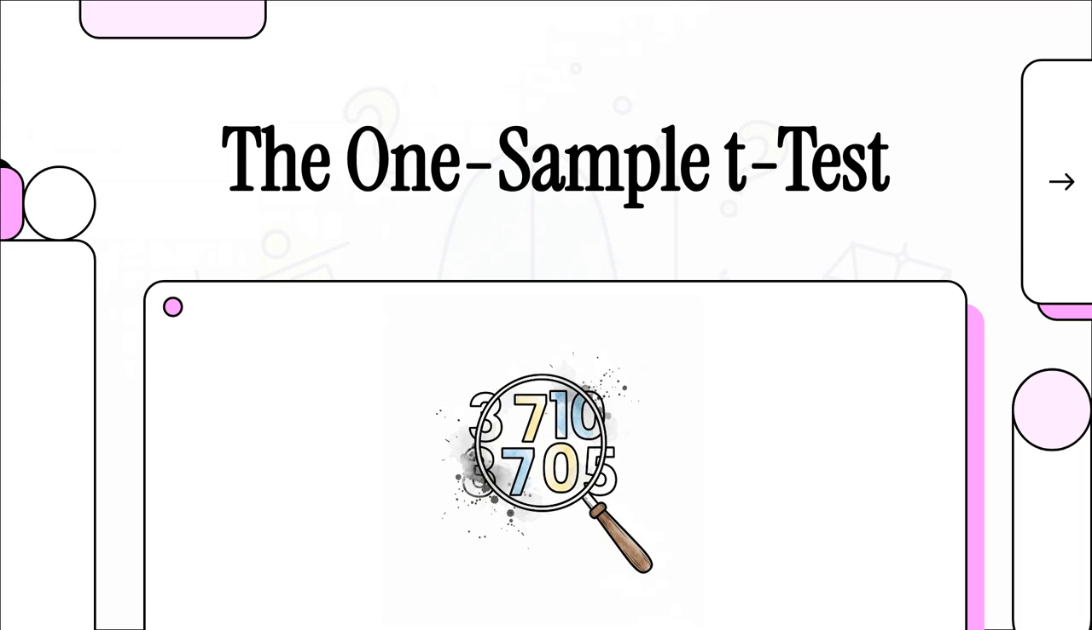Okay, have you ever made a change to something and then wondered, did that actually do anything? Or is what I'm seeing just a random fluke? Well, today we're diving into a powerful statistical tool called the one sample t-test that helps us solve exactly these kinds of mysteries. Let's get into it.